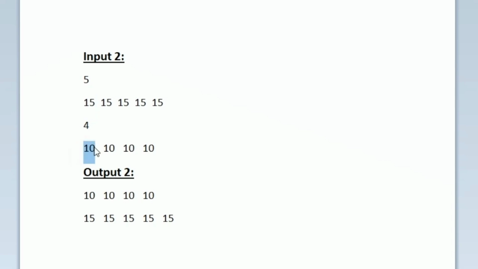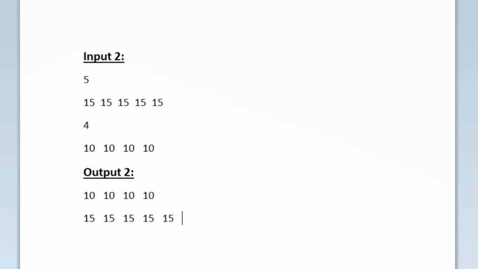Out of 15 and 10, 10 is the minimum value. So in our output we have to print this array first. In the first line of our output we are printing the array which contains the value 10, and in the second line we are printing the array which contains the value 15. So this is how we have to print our output.